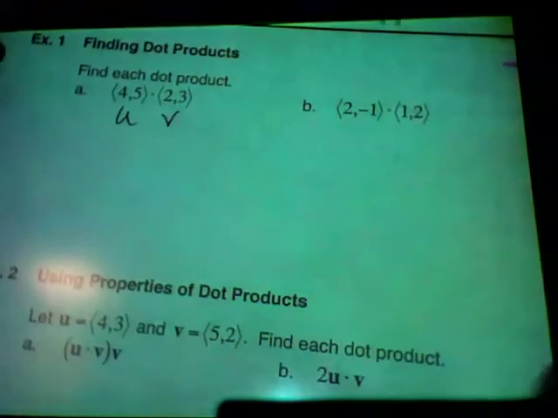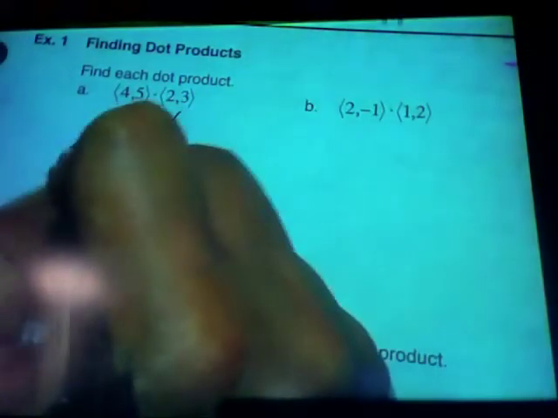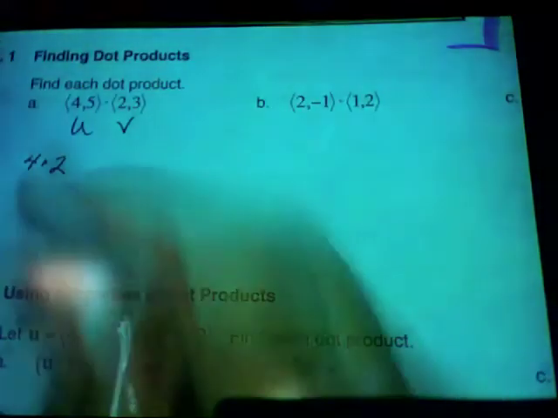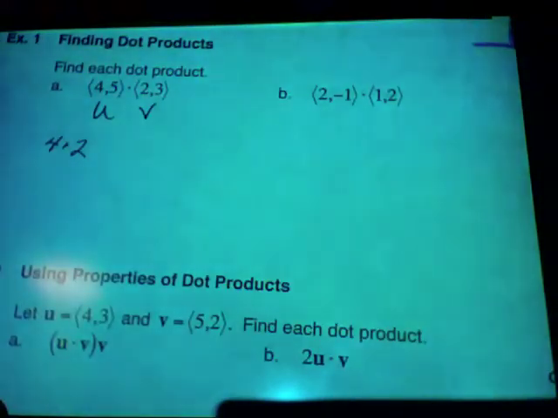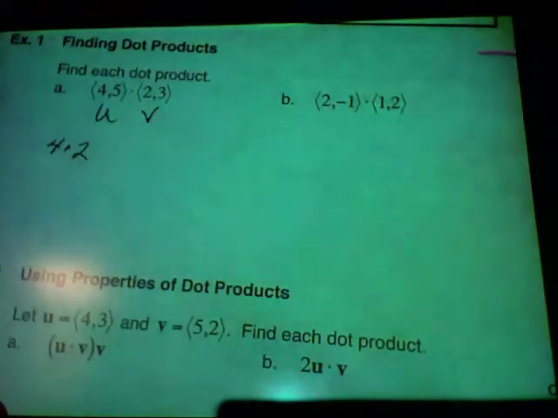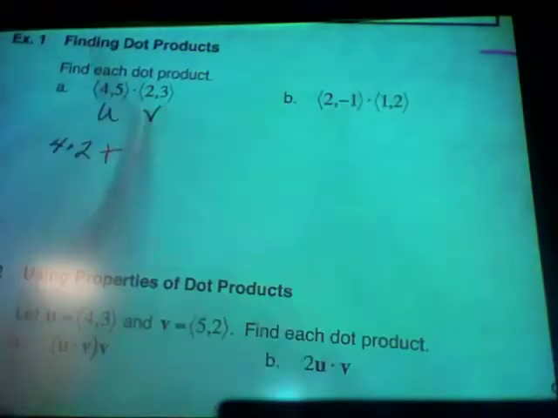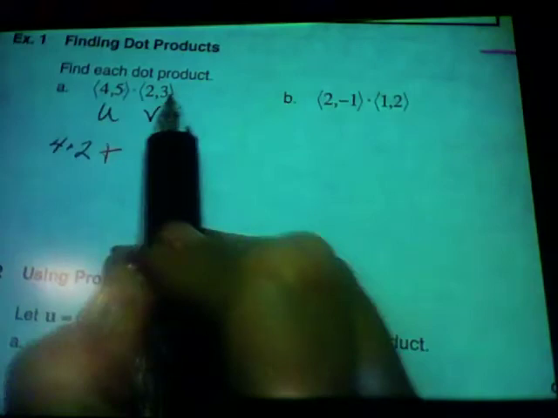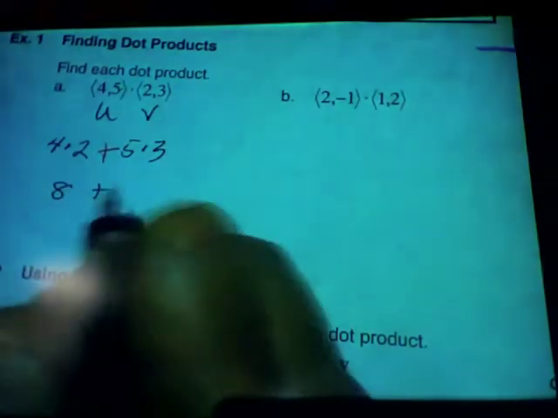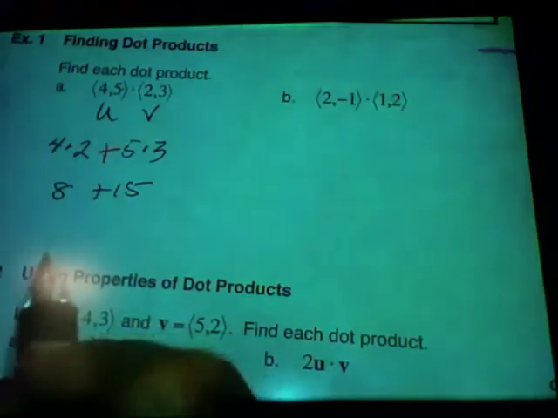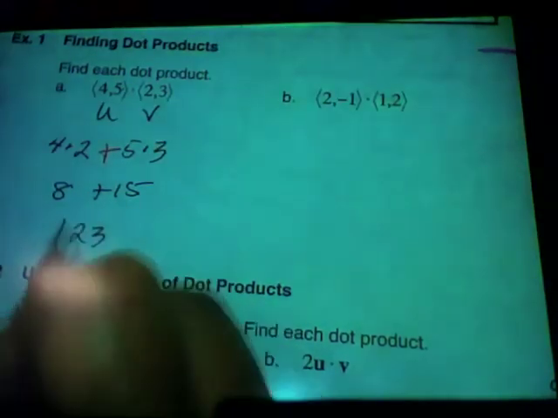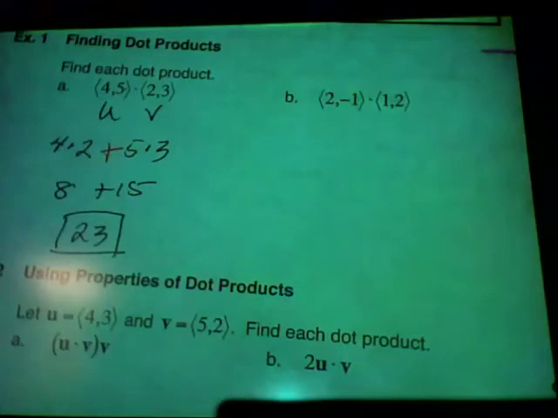So for my dot product, I'm going to take my 4 times my 2. And then I'm going to add to that the product of the y's, so 5 times 3. So I get 8 plus 15. What does that give you? So my dot product of those two vectors, which are in component form, is just 23. So you see how I get a number and not a vector.